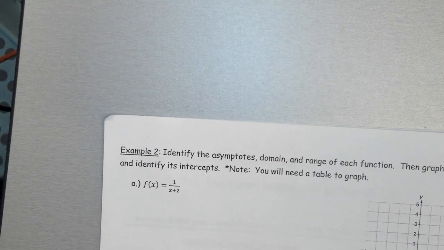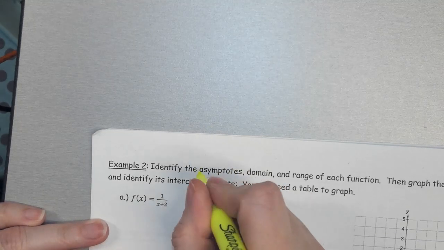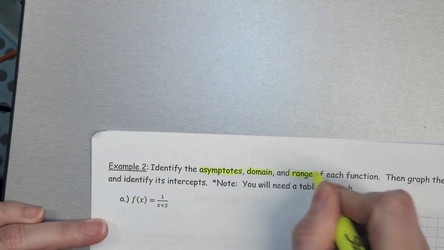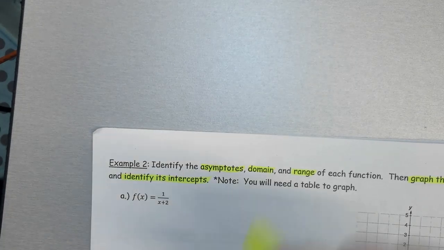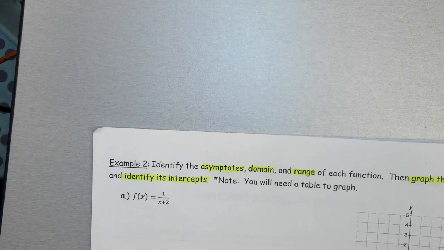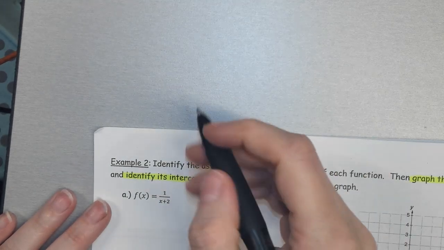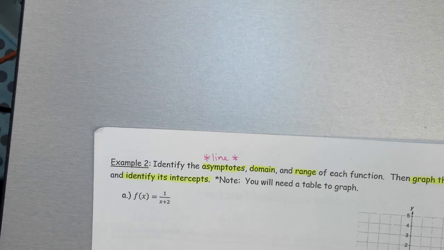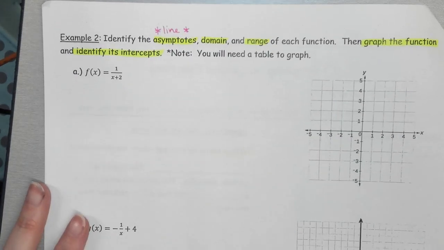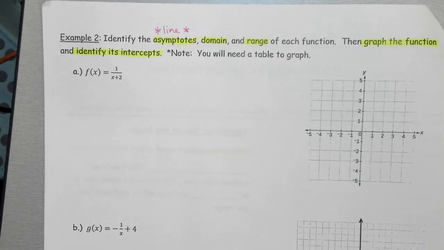All right, so for example 2, we're going to identify asymptotes, domain, range, and then we're going to graph the function and identify its intercepts. Whenever we are graphing, we want a table, and I'm going to help you with some strategies with the table. Remember, when we say what our asymptotes are, we have to include either x equals or y equals because the asymptotes are lines. So we have to make sure that we have that.